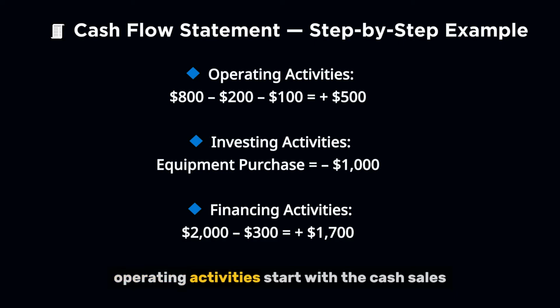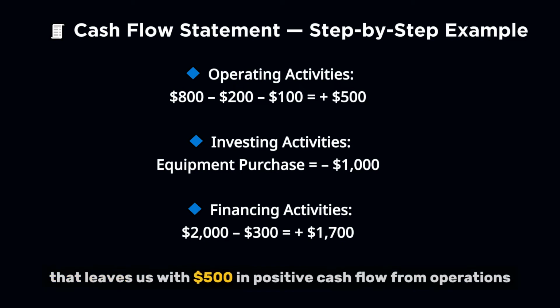Operating activities. Start with the cash sales. That's $800. Then subtract rent, $200, and subtract advertising, $100. That leaves us with $500 in positive cash flow from operations.